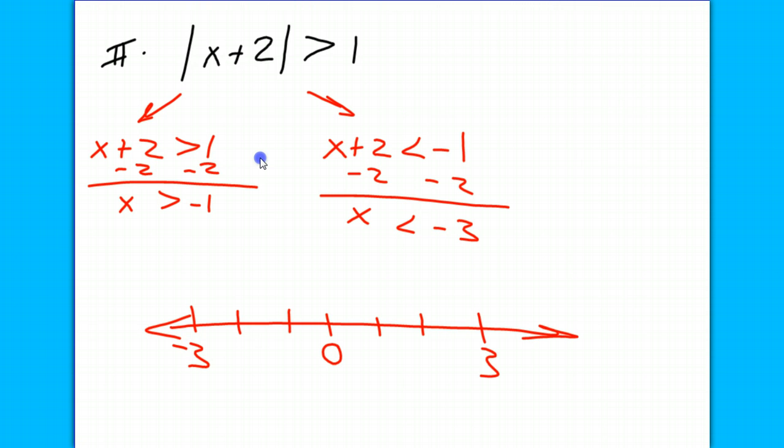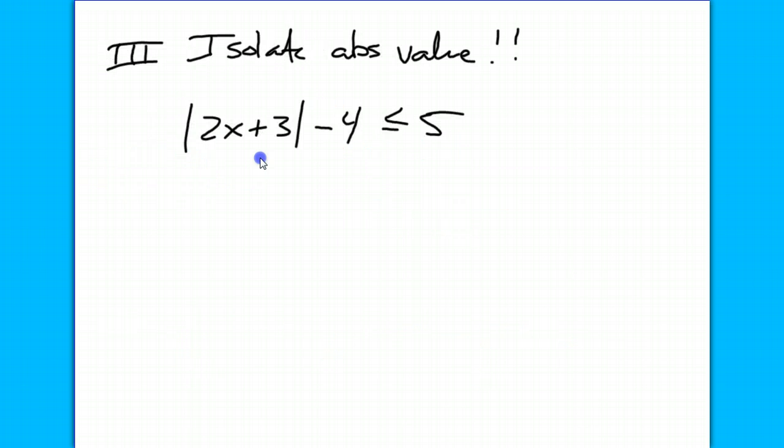And when we do, what type of dots do we have, everyone? Open. So open dot at -1. And x's are greater than -1. Which way does the arrow go? Greater than, right? And then the open dot at -3, x's are less than -3 goes, I hear you, to the left. And so, yes, greater than is an or, GOR. Okay? Once again, if you have something going on outside of the absolute value, you've got to isolate and then solve. Okay?